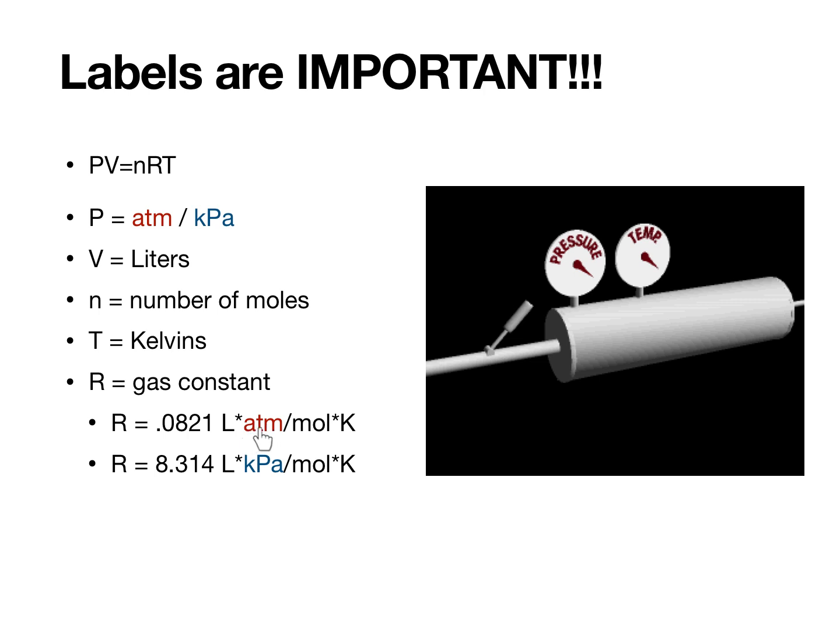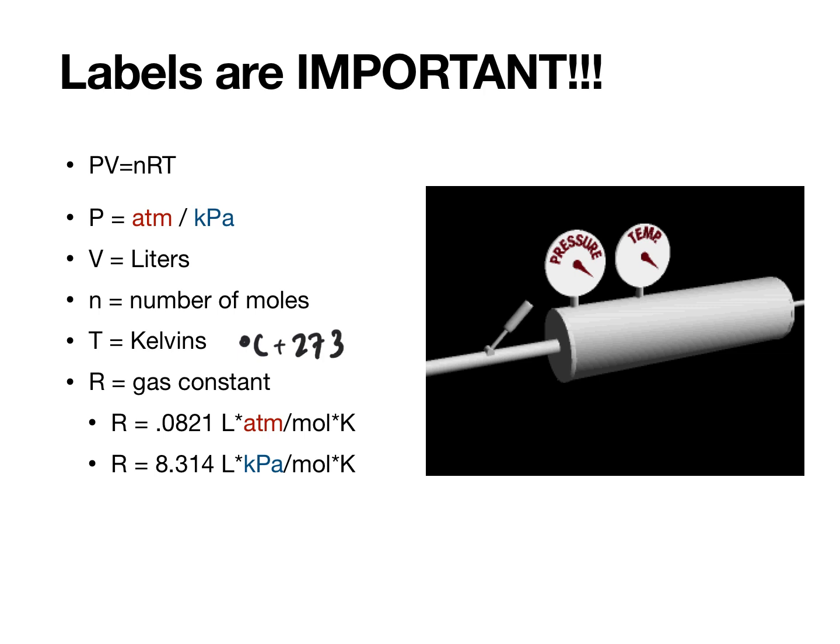This first one has atmospheres in it, where the second one has kilopascals in it, and the number changes because of that. So if you're going to have pressure in atmospheres, make sure you match the R constant that has atmospheres as well, where kilopascals match the kilopascals. Now, volume is always in liters. Number of moles is, well, a number of moles. And as we talked about in a previous video lesson, temperature should always be in Kelvin. And as a reminder, to take degrees Celsius and turn it to Kelvin, you add 273.